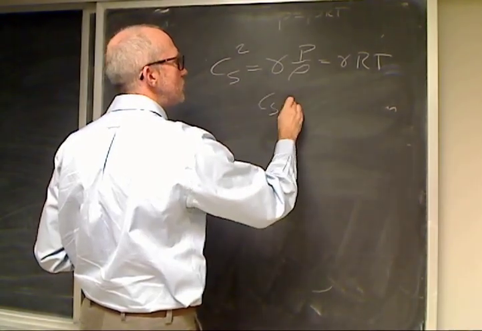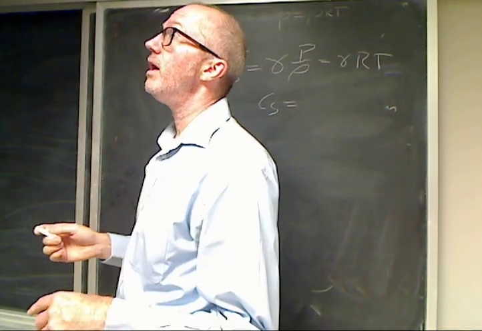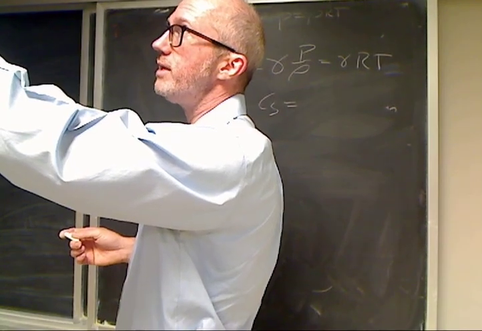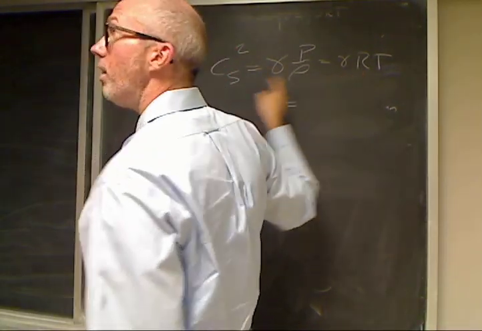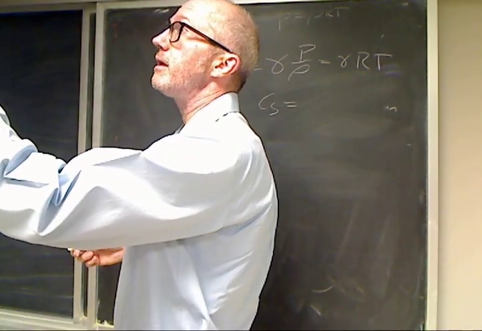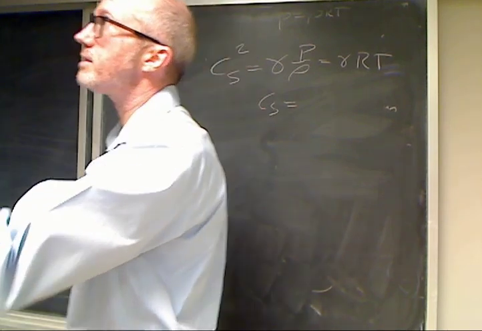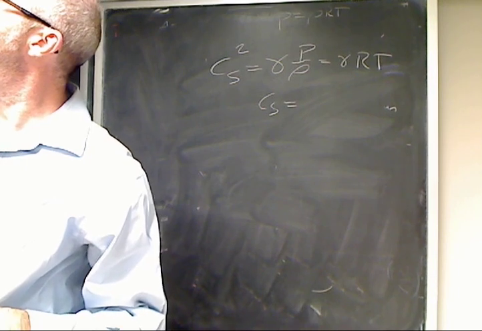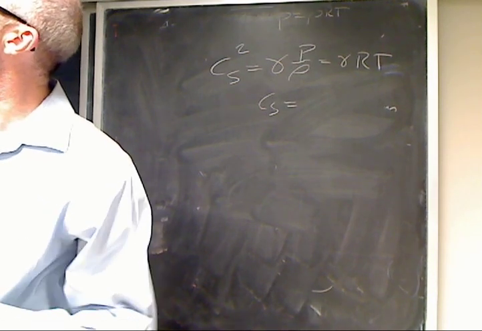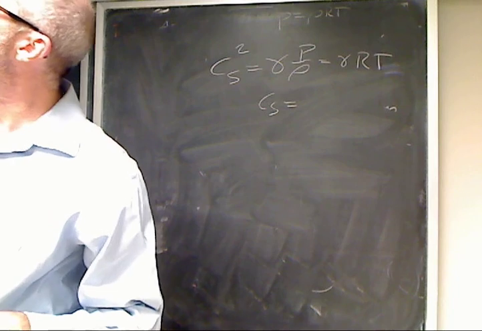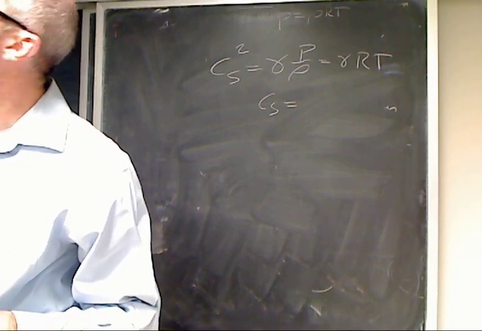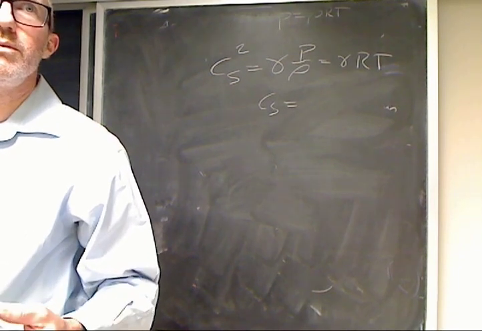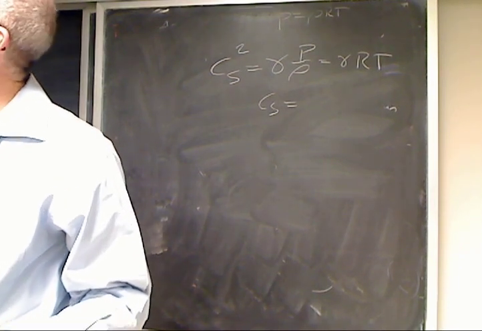So then C sound equals the square root of that. I wrote it here as the square root of kBT over m, but that's the same as RT. And you get 1 times 10 to the 6 centimeters per second if you use gamma's 5/3, or 9 times 10 to the 5 if you use gamma equals 1. And that's slower than the Alfvén speed. So magnetic propagations travel faster than sound propagations in this cloud, which is not unreasonable for molecular clouds.